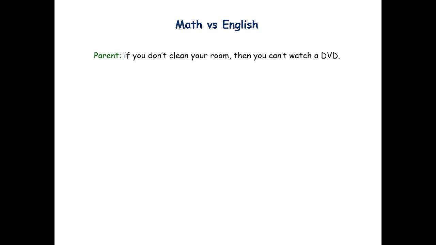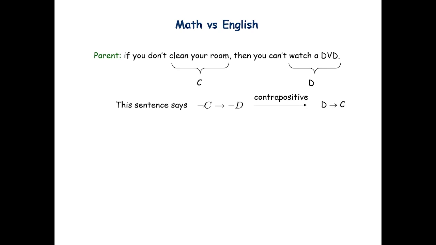Okay, let's do some examples. Parent: if you don't clean your room, then you can't watch a DVD. Suppose this is C, and you can watch a DVD is D. The sentence is not C implies not D. The contrapositive is going to be D implies C, which should be also true. But is it in real life? Yeah, math versus English.